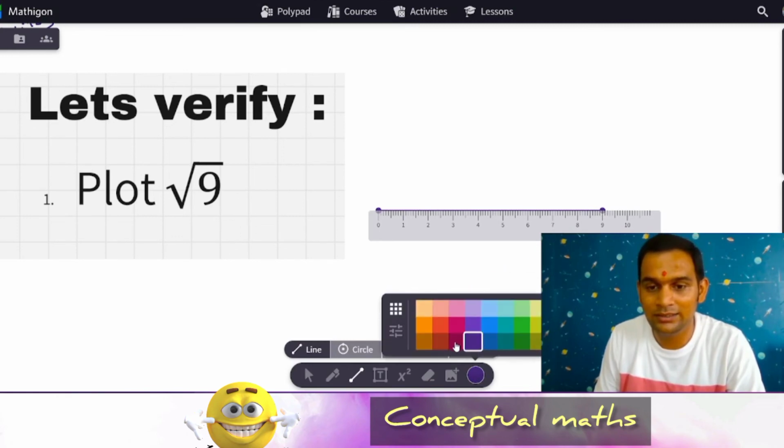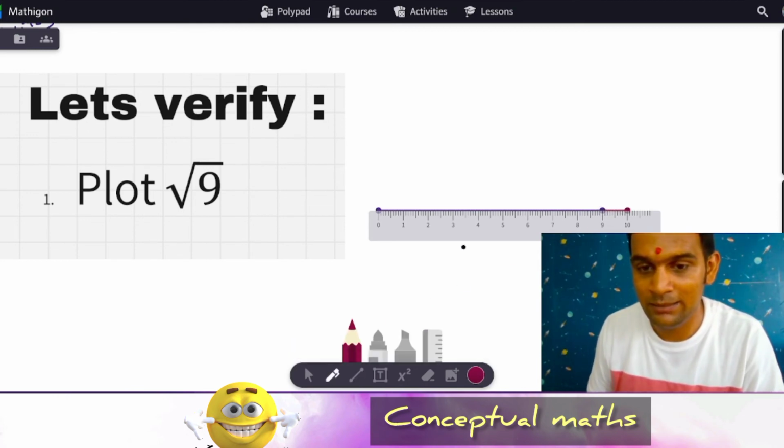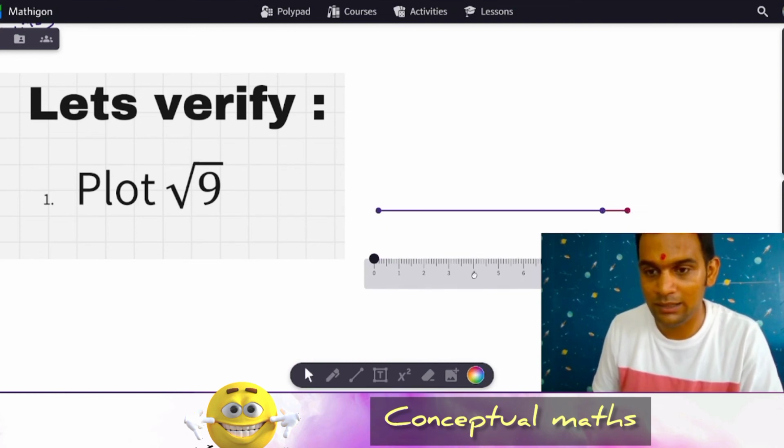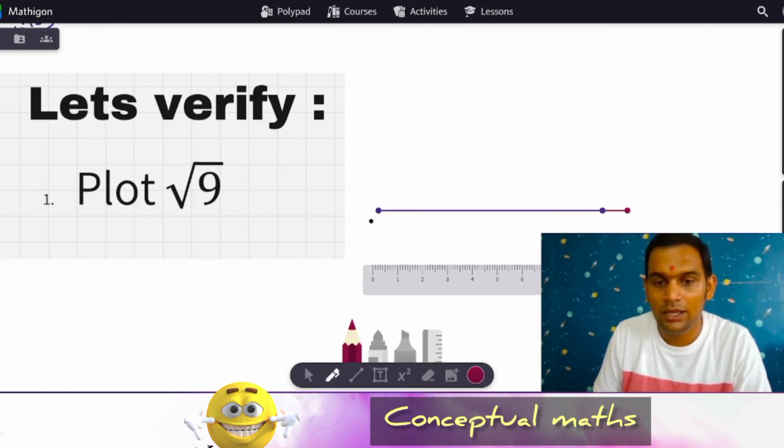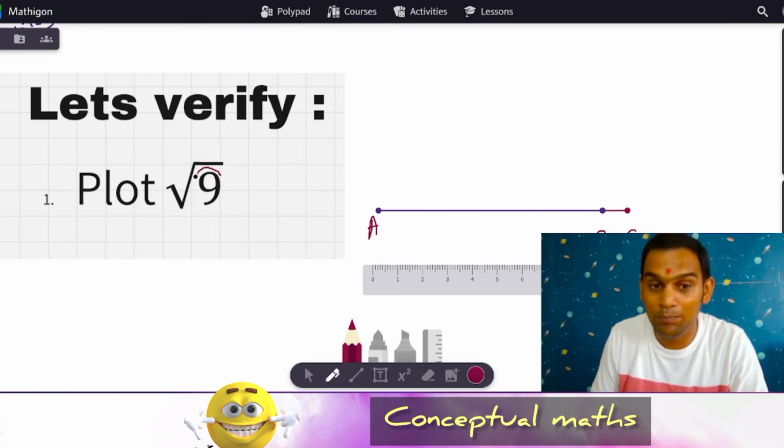The next step was from A, this is AB, right? From B point, mark 1 centimeter, which makes it BC. The length of that is 1 centimeter. So I will name it all. This becomes A, B, and C, where BC is 1 unit and AC is 9, because we start with 9, because we have to plot square root 9. I hope that is clear.